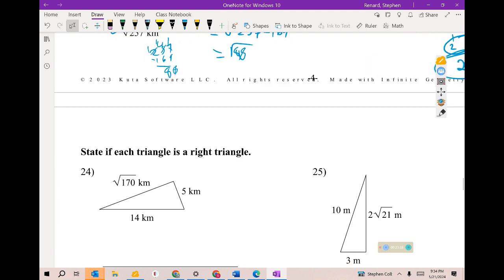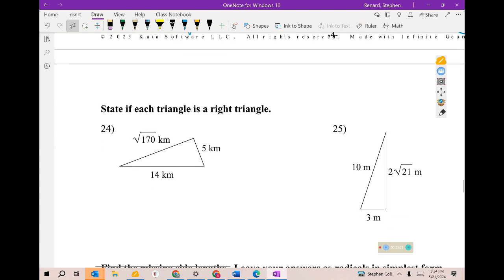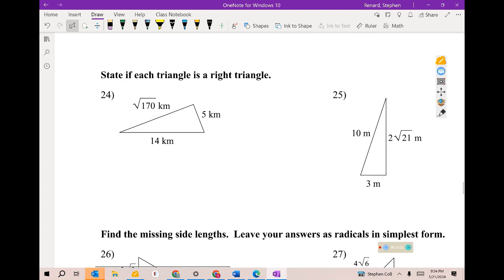I'll let you know. State whether each is a right triangle. So I'm going to do both of these right now. I'm going to do 24 and 25 just to show you how those work. So what we're saying is, is this a right triangle right here? So if so, this would be A, this would be B, this would be C.